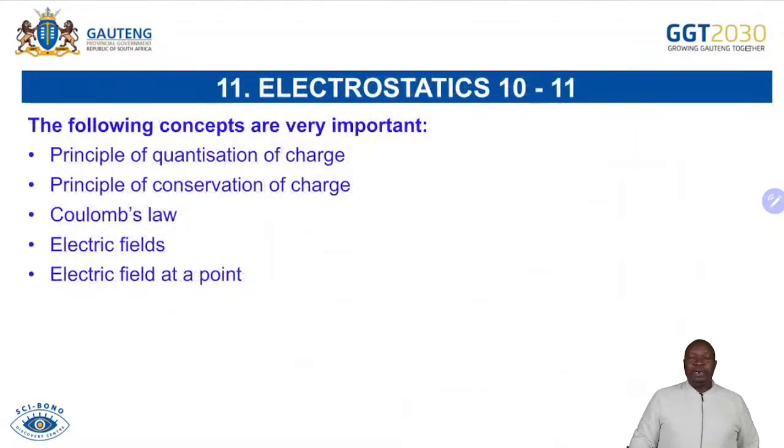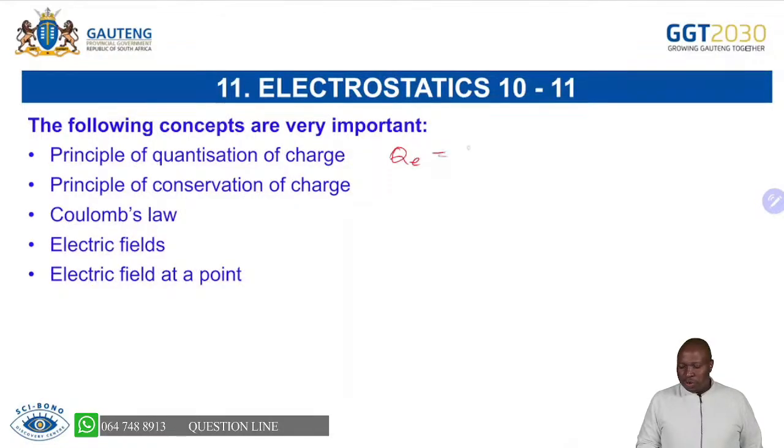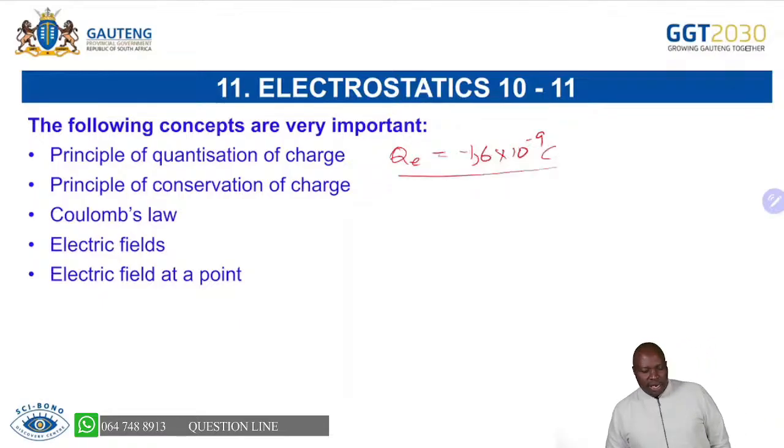Now, I talked about the principle of quantization of charge, where we said these charges are quantized. The charge of an electron is equal to minus 1,6 times 10 to the power of minus 19 coulombs. So you know that is the charge of an electron.